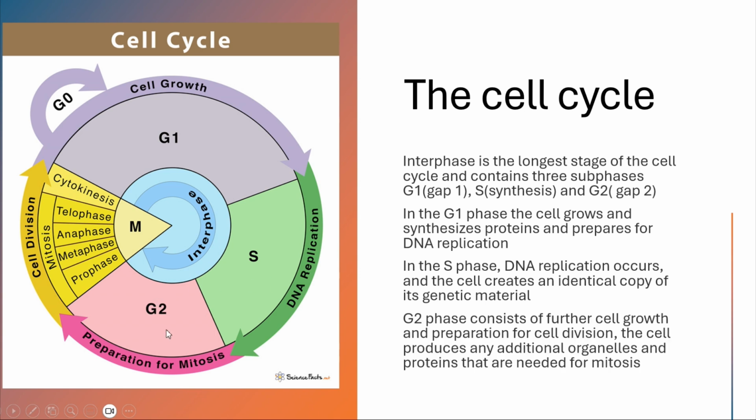And then the G2 phase consists of further cell growth and preparation for cell division. The cell also produces any additional organelles and proteins that are needed for mitosis.